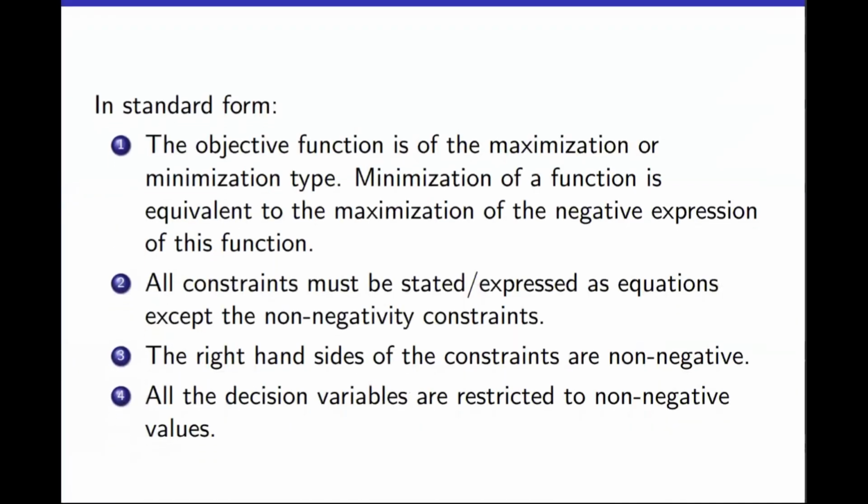In standard form, the objective function is of the maximization or minimization type. Minimization of a function is equivalent to the maximization of the negative expression of this function. All constraints must be expressed as equations, except the non-negativity constraints. The right-hand side of the constraints are non-negative. All the decision variables are restricted to non-negative values.